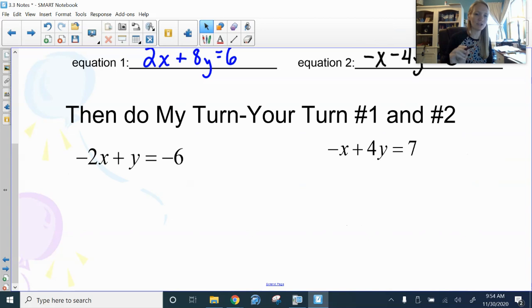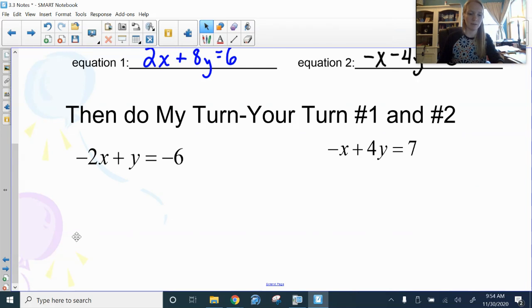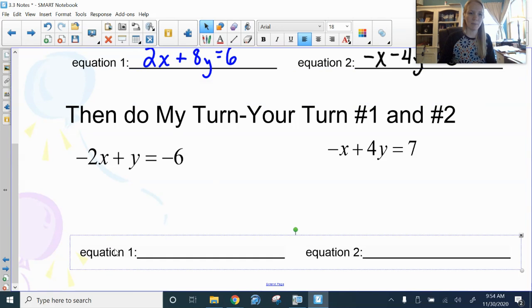So I want you guys to try the my turn, your turn. So it says you're going to do your two equations, your equation 1, your equation 2. I'm going to copy that, bring it down here.